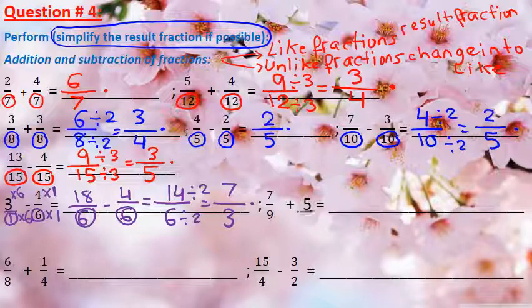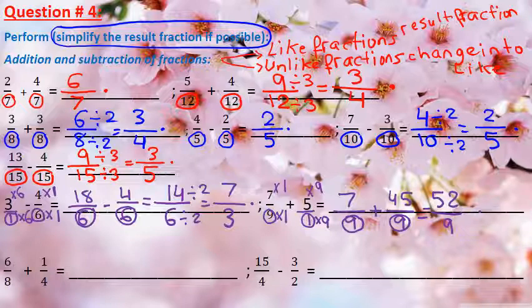Also, we change 5 into a fraction. These two fractions are unlike fractions. We change them into like fractions. We multiply the first fraction by 1, and we multiply the second fraction by 9. 7 times 1 is 7. 9 times 1 is 9. 5 times 9 is 45, and 1 times 9 is 9. Now we have like fractions. So the result fraction, denominator 9. 7 plus 45 is 52. 52 over 9 is an irreducible fraction.